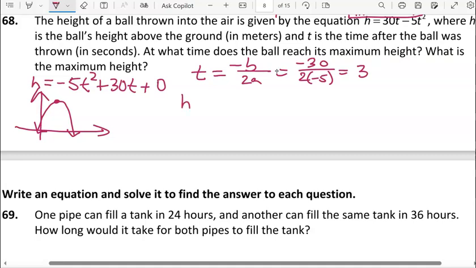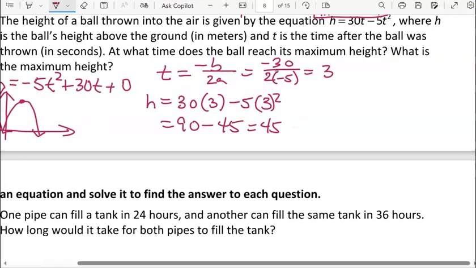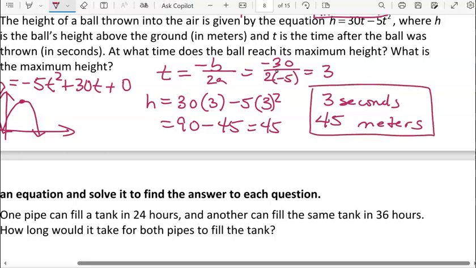And then that maximum height can be found by replacing the t value with 3. So the height is equal to 30 times 3 minus 5 times 3 squared. And so that's 90 minus 5 times 9, which is 45. So the time at which the ball reaches its maximum height is 3 seconds, and the maximum height is 45 meters. We need to look carefully at the units that are given to us. It said the heights were measured in meters and the times in seconds.